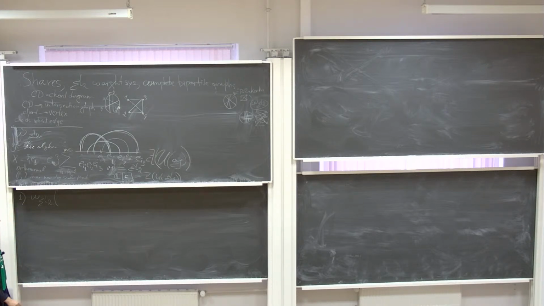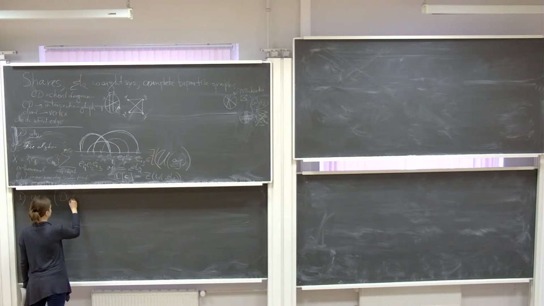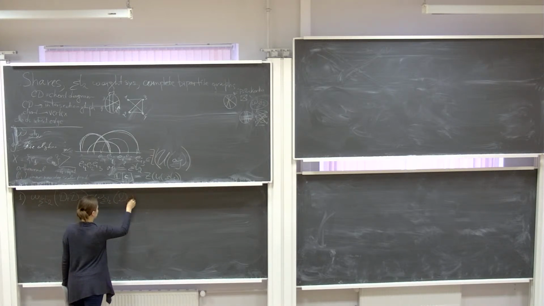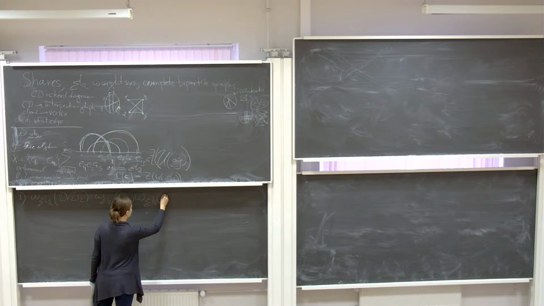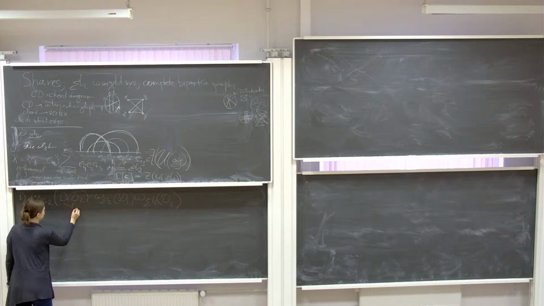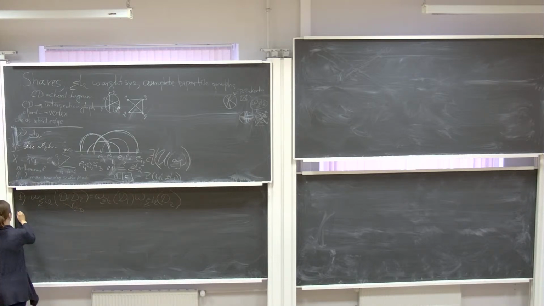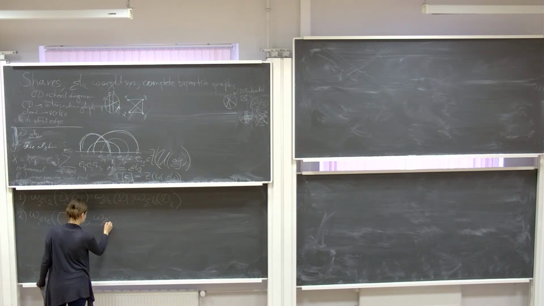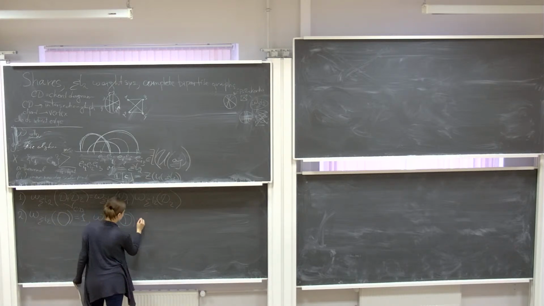So the SL2 weight system is multiplicative. If we take the product of two chord diagrams D1 and D2, then it will be the product of the values. We assume W of an empty diagram equals 1. Of a diagram with one chord equals C.